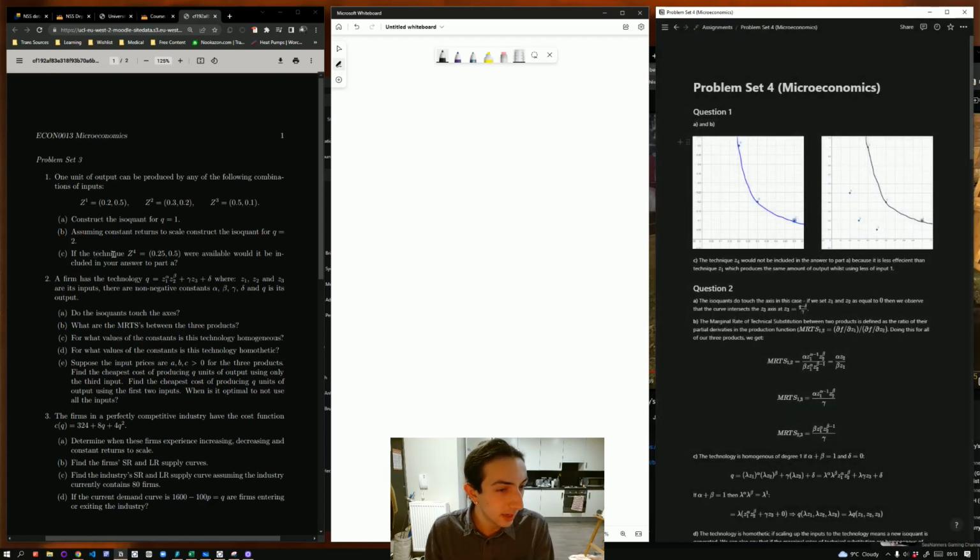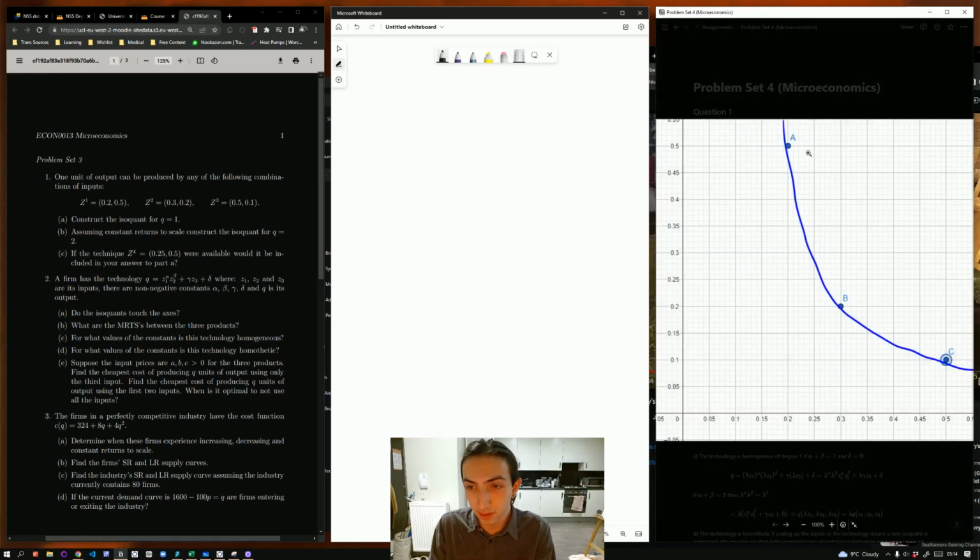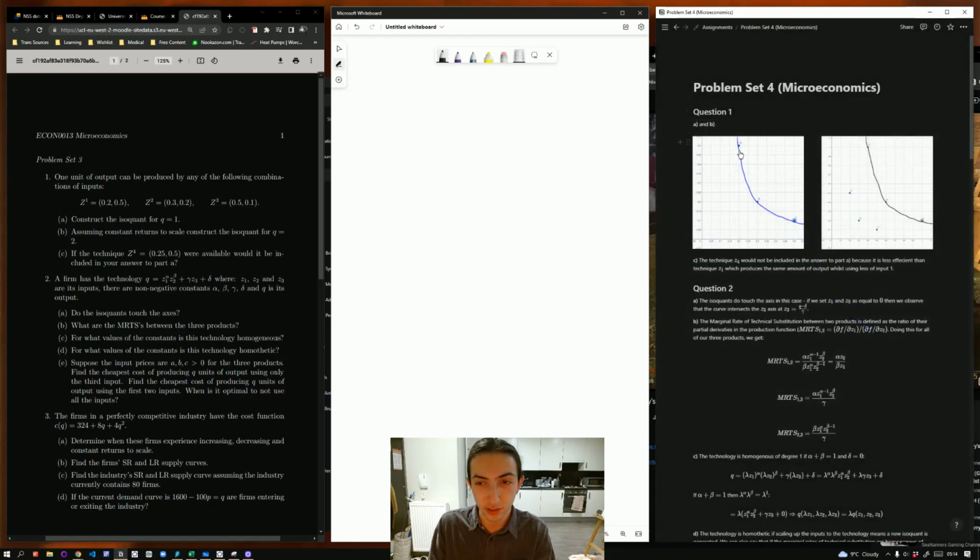So, if the technique Z4 equal to 0.25, 0.5 were available, would it be included in your answer to part A? It would not be included because, as you can see, that point lies here, and that technology isn't efficient because it lies within the feasible set, not on the boundary. So it's not as efficient a technology as, for example, A would be. So no, we wouldn't include that.